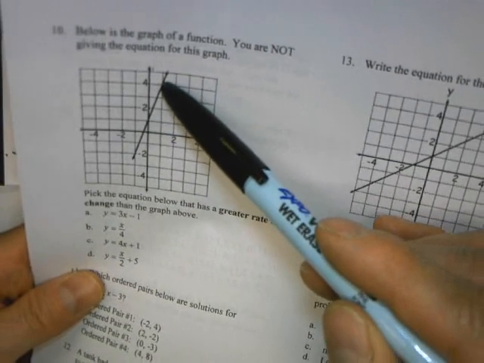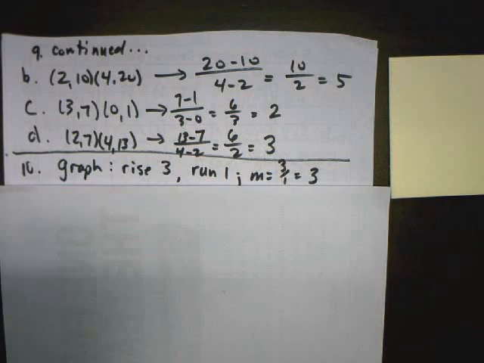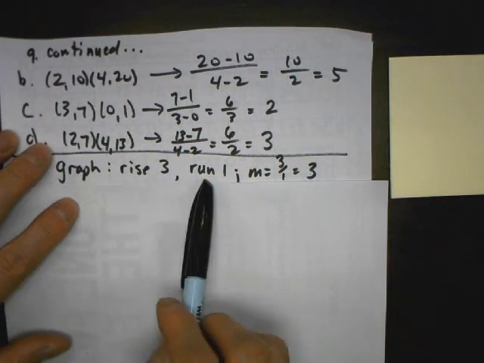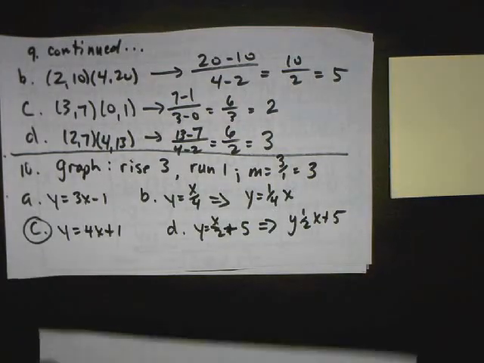I'll take 2 points. Here's a point, here's a point. So I rise up 1, 2, 3, and run 1. That has a slope of 3. I rose 3 and I ran 1. The line has a slope of 3. So now I got to look at the slopes for all these equations down here.